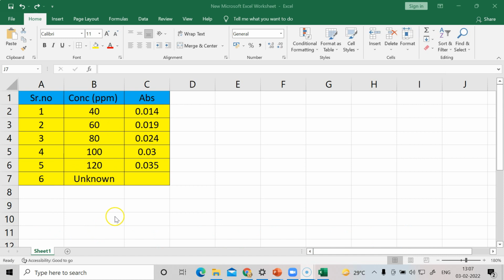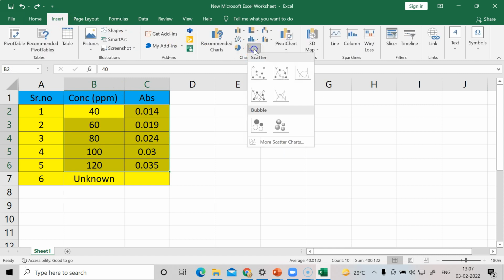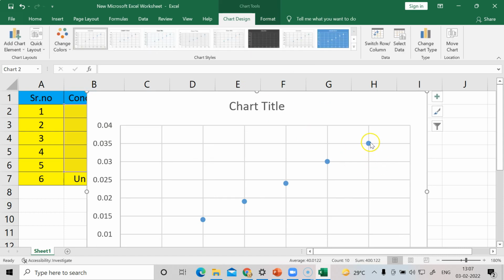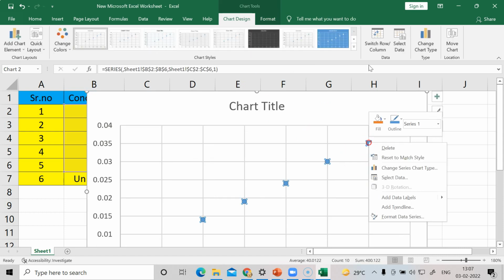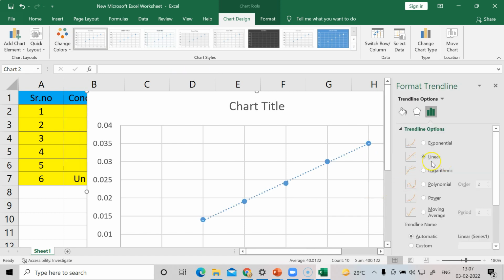Now we are in Excel. Here we have concentration and absorbance. In Excel, just select the cells having concentration and absorbance. Go to the Insert option, and there you will find charts. In the charts, go to scatter. Click on scatter, then click on any point, right-click, and add a trendline. I will select a linear trendline.